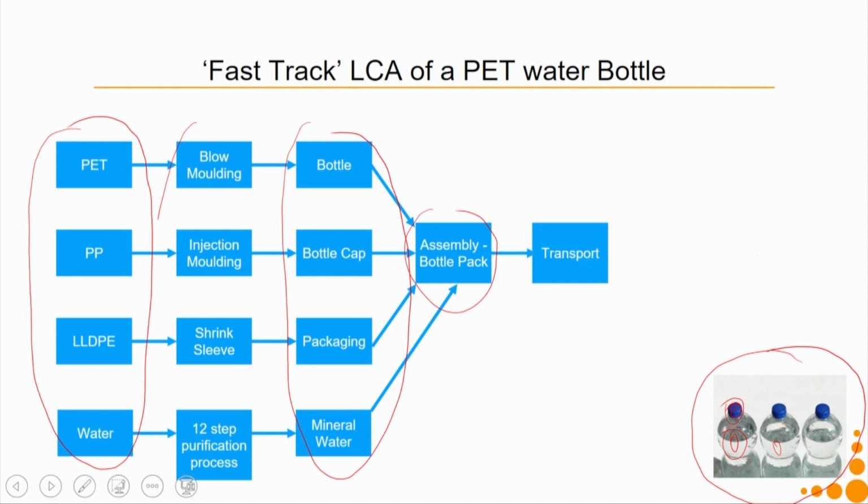Then I need to transport it to my users, then it needs to be used. In the use phase of a water bottle, there is neither any energy consumption nor any emissions, but there might be other products, say for example, a coffee machine.